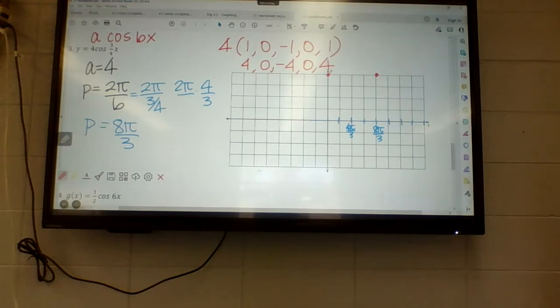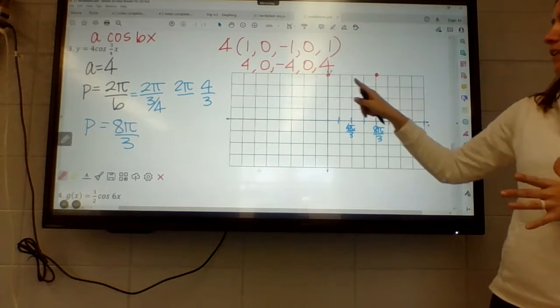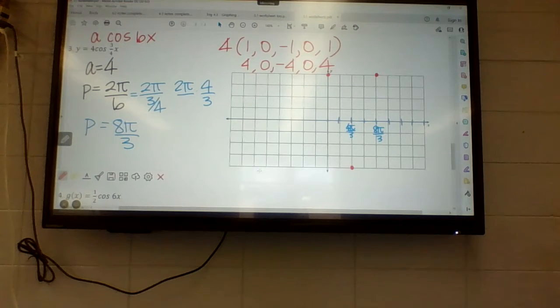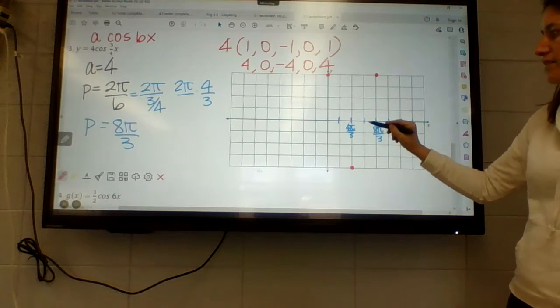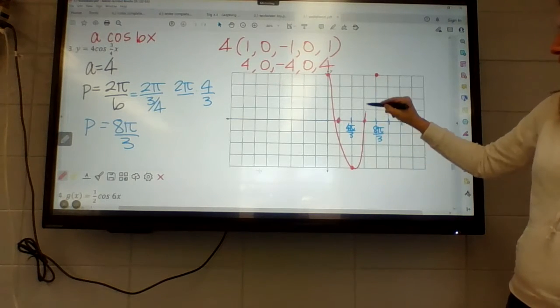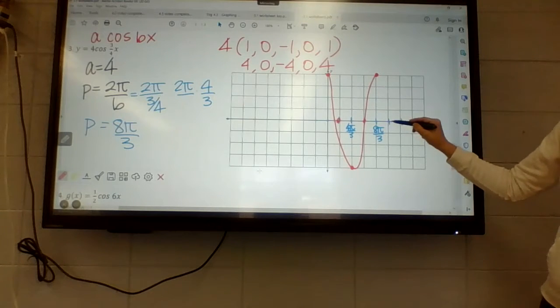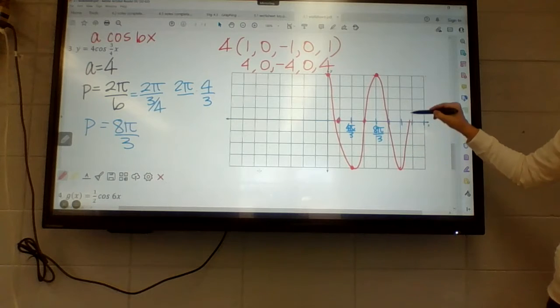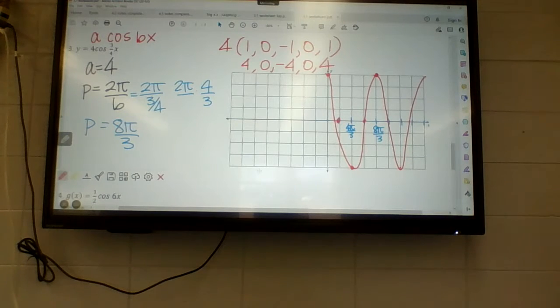In the middle of those two is going to be negative 4. So between those two is 4 pi over 3. I'm going to put in a dot at negative 4. And then between those, like those halves, there's going to be zeros. And then you try to hit the dots better than I do. And you can repeat it. So you get it a couple times. Great.